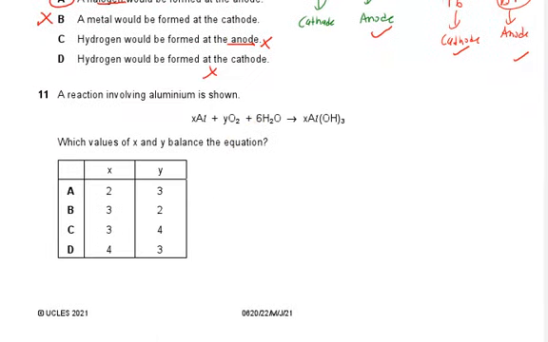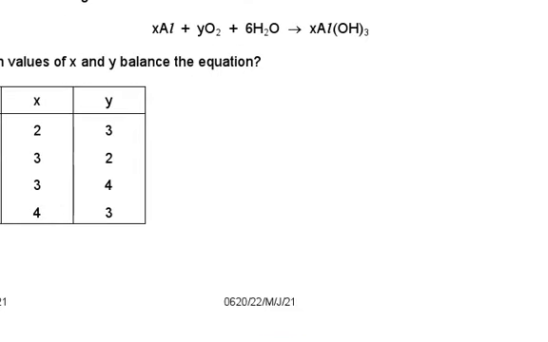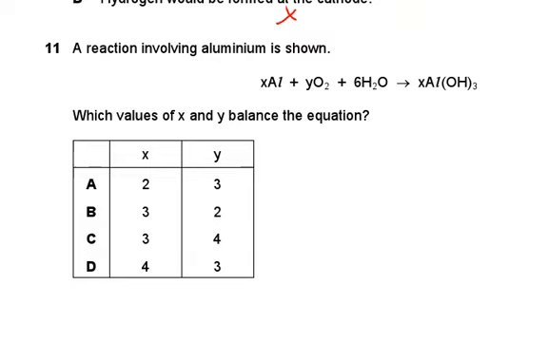Now let us look at number 11. A reaction involving aluminum is shown, with water and oxygen. They want the value of X and Y, balance the equation. Look at hydrogen. Here we have 12 hydrogen. Now look at here, this is 3, and we need to form the same amount of hydrogen. So here should be 4. So 3 times 4, you get 12 hydrogen.